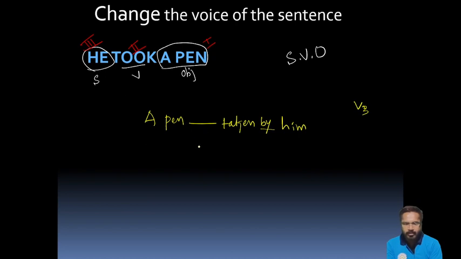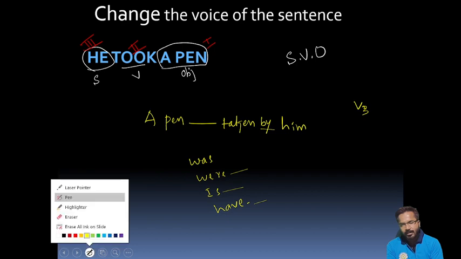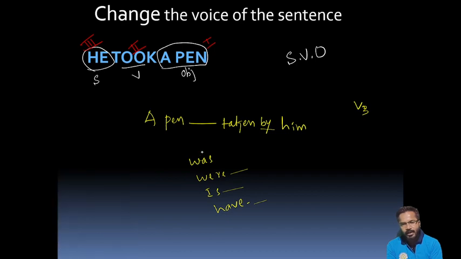So I left the blank here. Can you see something comes there? I'll give the option: was and were, is and have. Which one is the right answer there? A pen was taken by him, a pen were taken by him, a pen is taken, have taken. Which one is the right one? Option A is the right one. I will tell you why option A, was, is the right one.